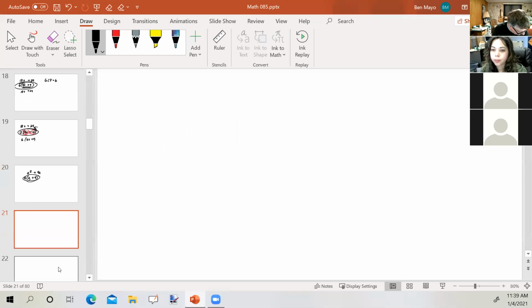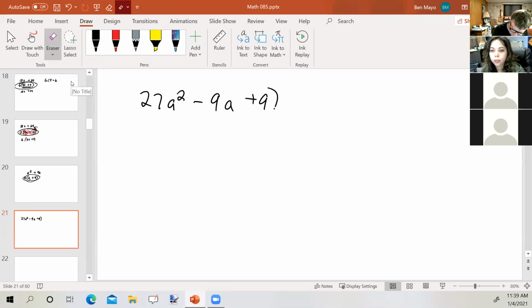Okay, let's say we've got 27a squared minus 9a plus 9. Oops, I didn't want to put that there. All right. So the greatest common factor here is a 9.